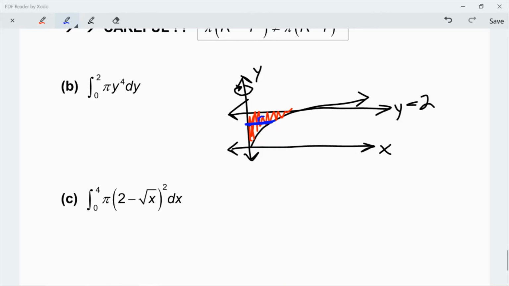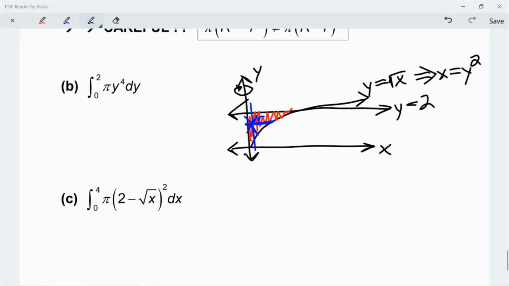But notice the thickness of the disk this time is not dx. The thickness, if I measured from here to here, is measured in the y direction. The thickness is dy. So when I'm thinking about this curve, y is equal to square root of x that I had right here, I want to think about that in terms of y. X is equal to y squared.